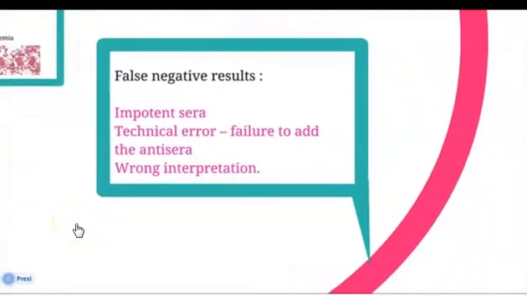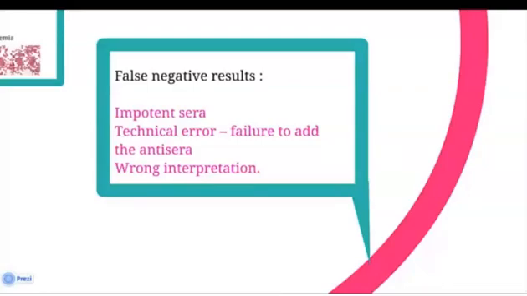For false negative results, we should have positive results, but they turn out to be negative. What can be the cause? The first one is improper sera, meaning that the sera or reagent that we use is improper, either because it is not stored properly or because it is already expired, so the function is not good. The second one is technical error. When we do a lot of testing with a lot of test tubes, sometimes we forget to add the antisera to some tubes. This can lead to a false negative result. The other one is wrong interpretation. This particularly happens when it is actually a very weak positive, so we are not sure and we take the positive result as negative. So it will cause a false negative result.